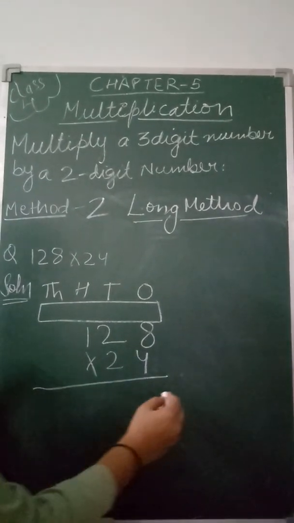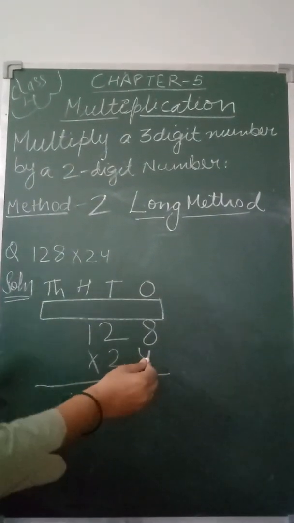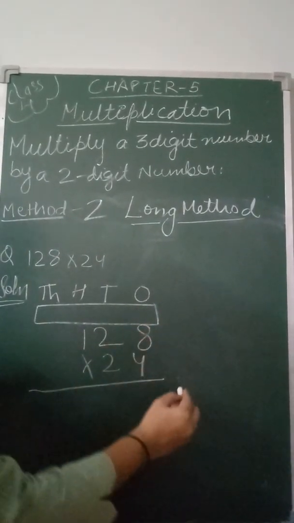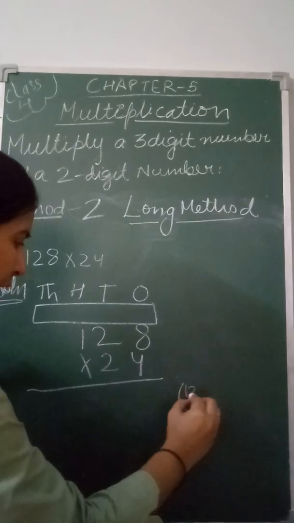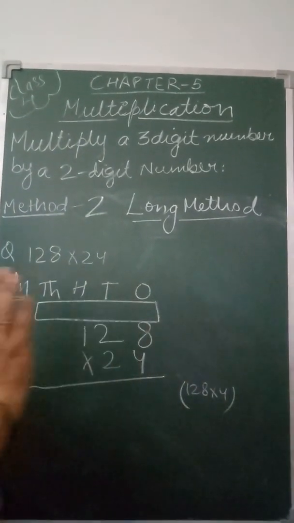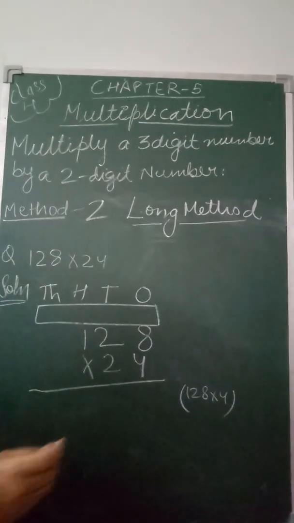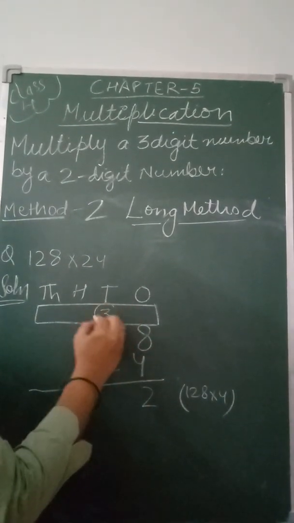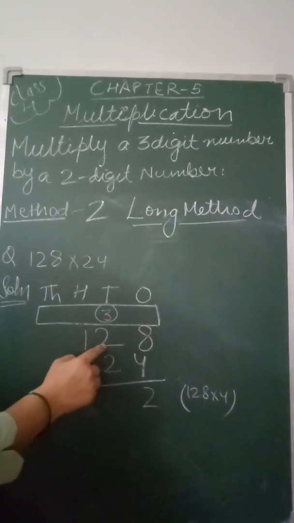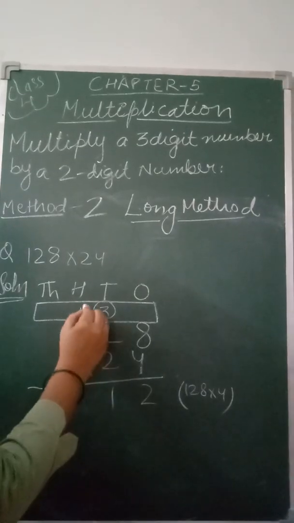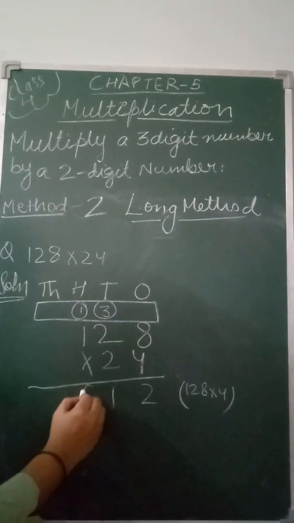Students, first of all we have to start with the ones place of the multiplier, that is 4 times 8. So here, 128 is multiplied by 4. This whole 128 is multiplied by 4, but we multiply one digit at a time. 4 eights are 32. 2 is written here, 3 is carried to the next number. 4 twos are 8, 8 plus 3 is 11. 1 is written, 1 is carried. 4 ones are 4, plus 1 is 5.